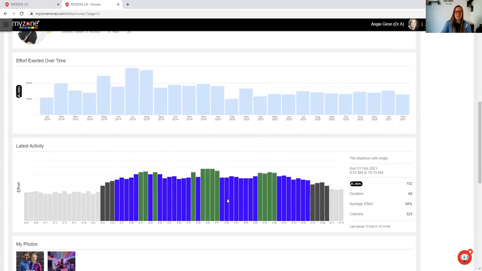And this is what I see in my patients all the time, is that they'll come in, they'll tell me they're working out really hard. They don't understand why they're not losing weight. And part of that is because you really do have to push yourself hard. And my Myzone belt really helps me with that.